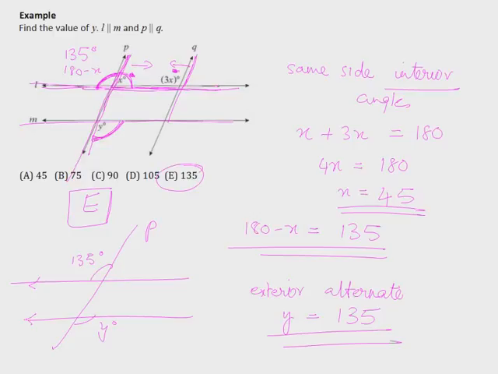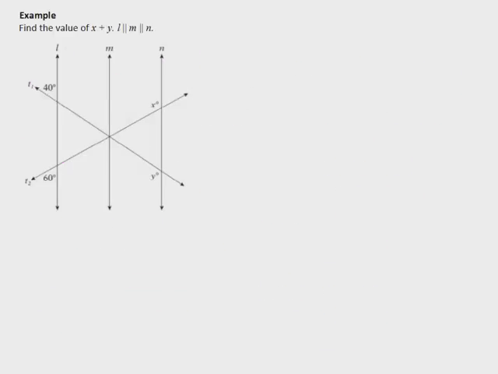Important question, because we used different pairs of parallel lines and transversals, first to get the value of X and then to relate that to the value of Y. Find the value of X plus Y. So here we are given three parallel lines, L, M, N, cut by two different transversals, T1 and T2. We're given an angle 40 degrees and an angle 60 degrees, and we have to get to the angles X and Y. So let's start moving.